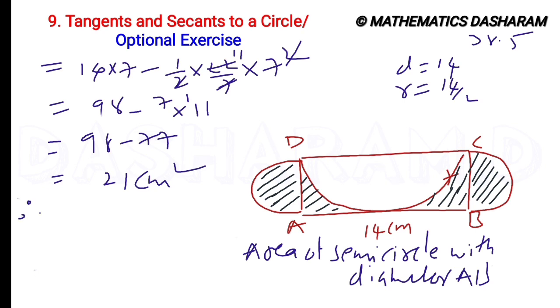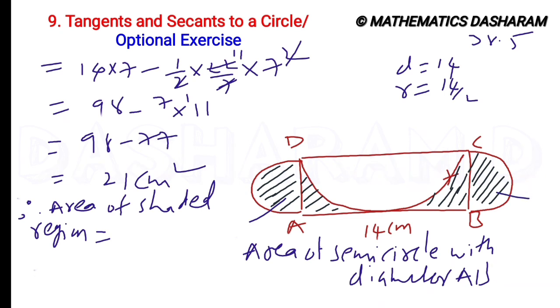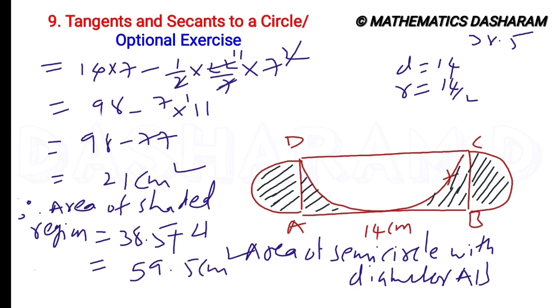Therefore the required answer, the area of the total shaded region, equals the area of the left side and right side semicircles, which we already completed, that is 38.5, plus the area of the shaded region in the rectangle, that is 21. So 8 plus 1 is 9, 3 plus 2 is 5, 59.5 centimeter square. So the answer is completed.